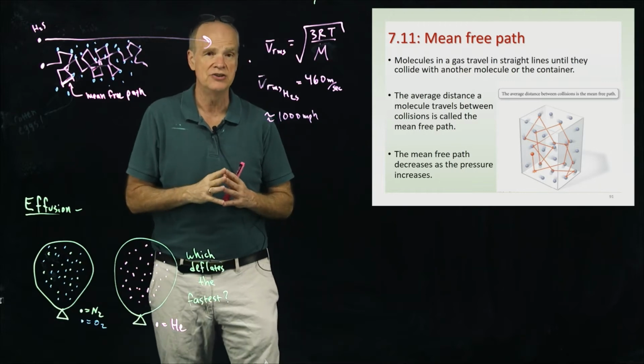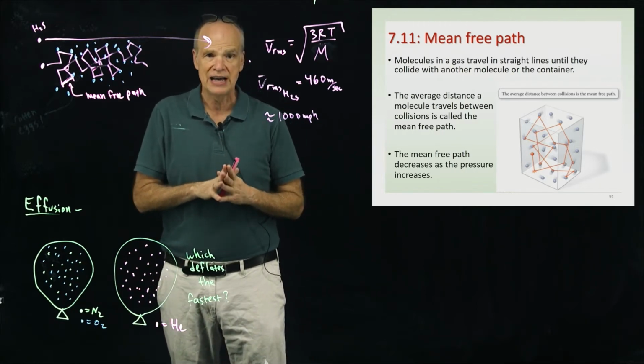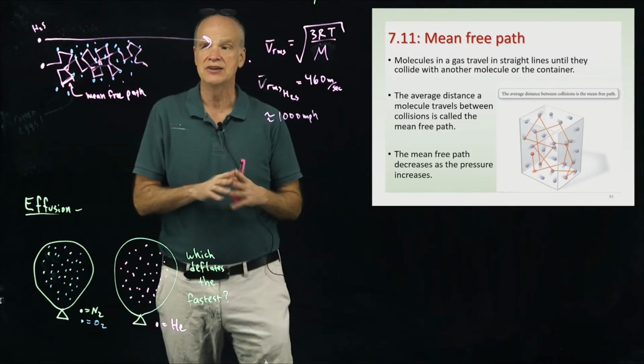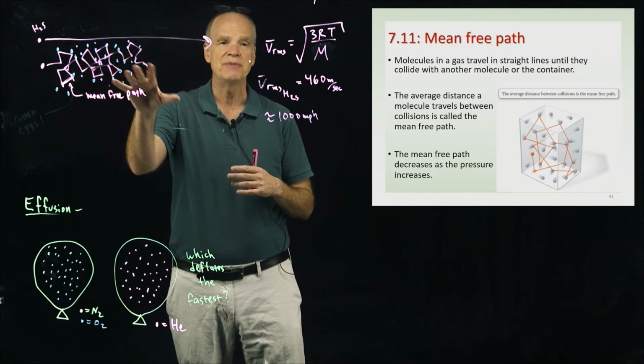Now, one thing you should imagine is that there are things that are going to affect the length of the mean free path. One thing that's going to affect it is the number of molecules that the gas is passing through.